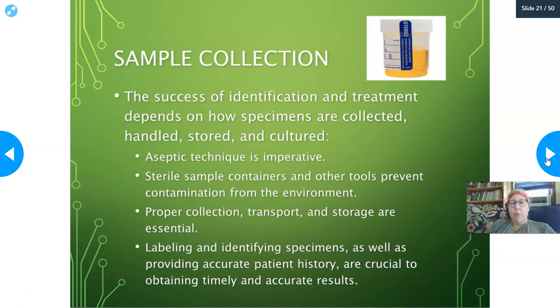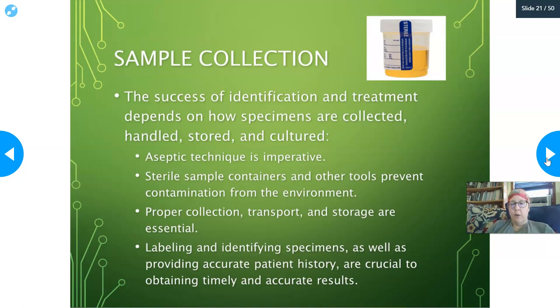And then, of course, proper collection, transport, and storage are essential. For example, with urine, if they have a catheter, you want to get the fresh urine that's coming down the catheter, not what's been in the bag. You need to transport it right away to the lab or refrigerate it if transport is going to be delayed, because otherwise bacteria can multiply in the urine and it can cause some false readings.